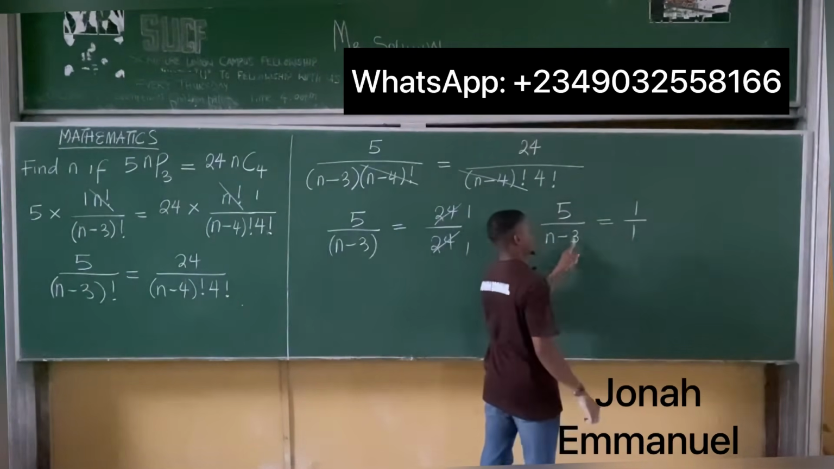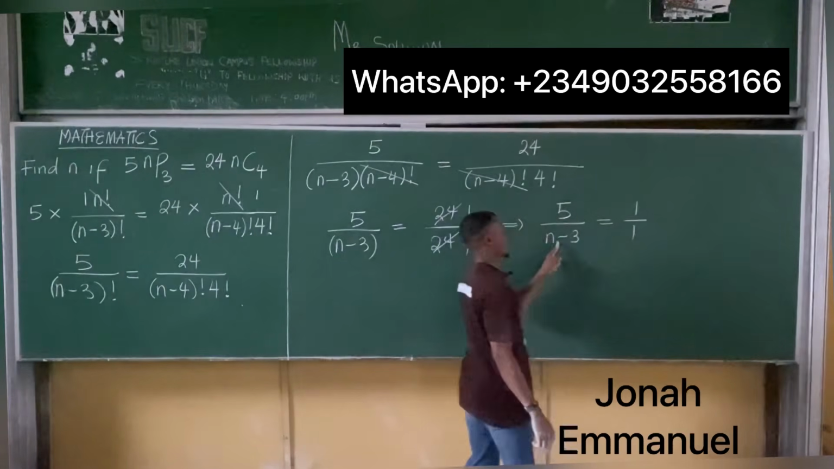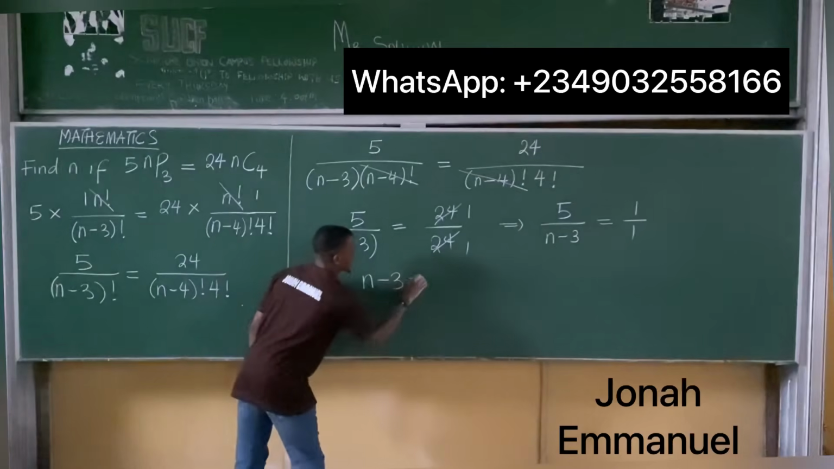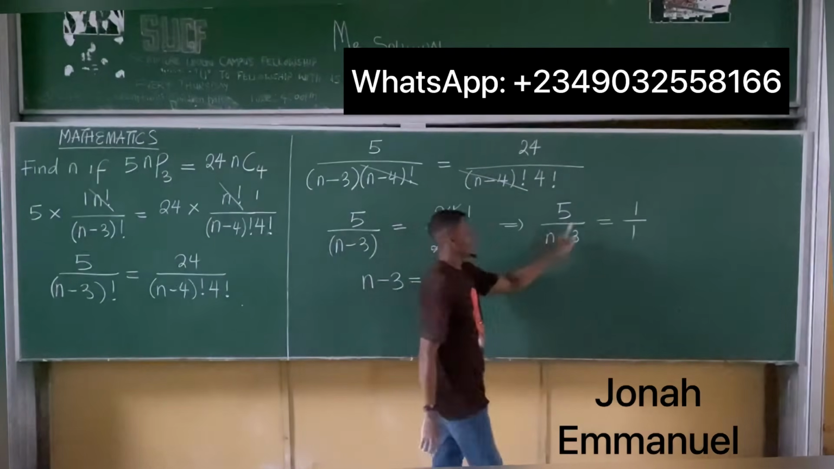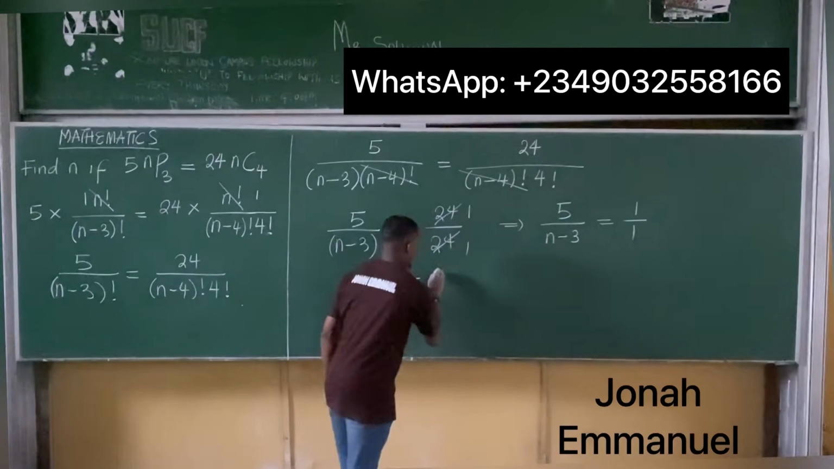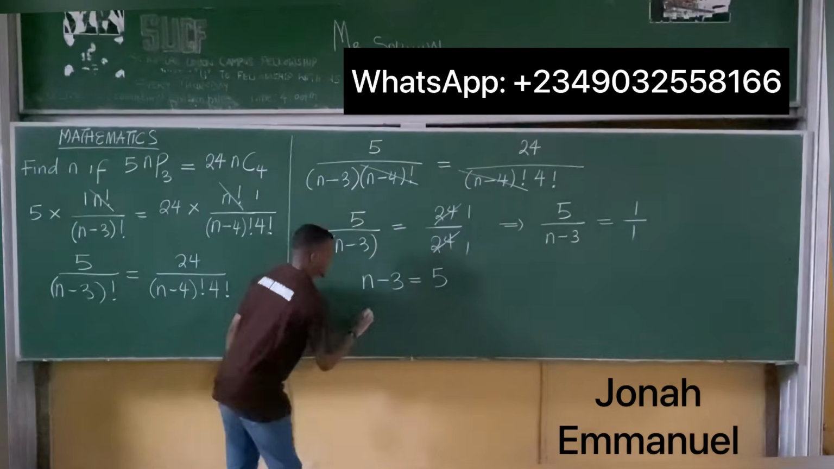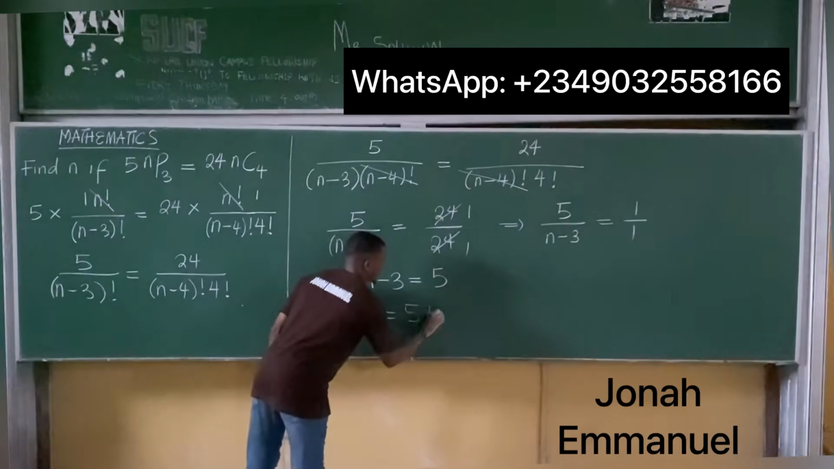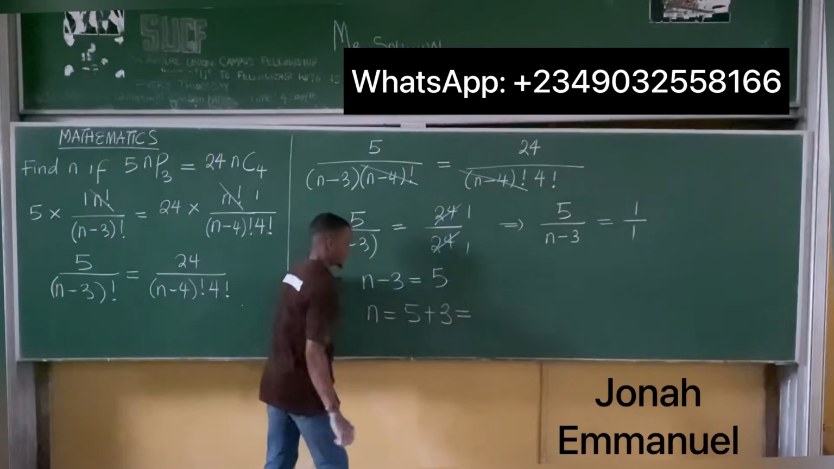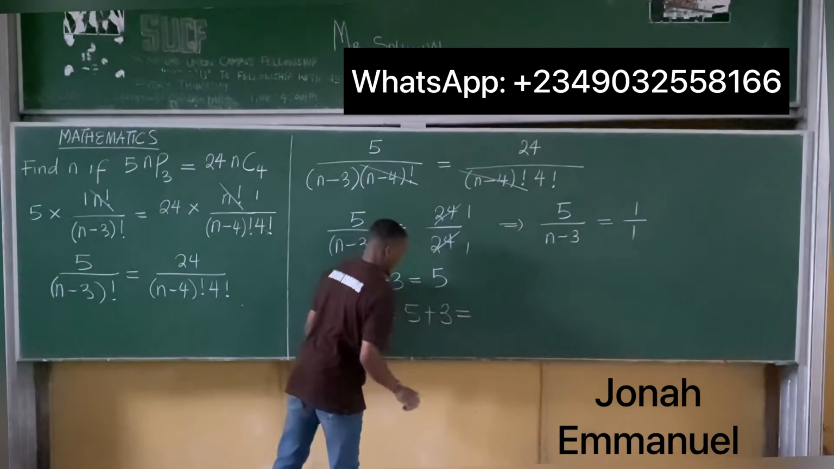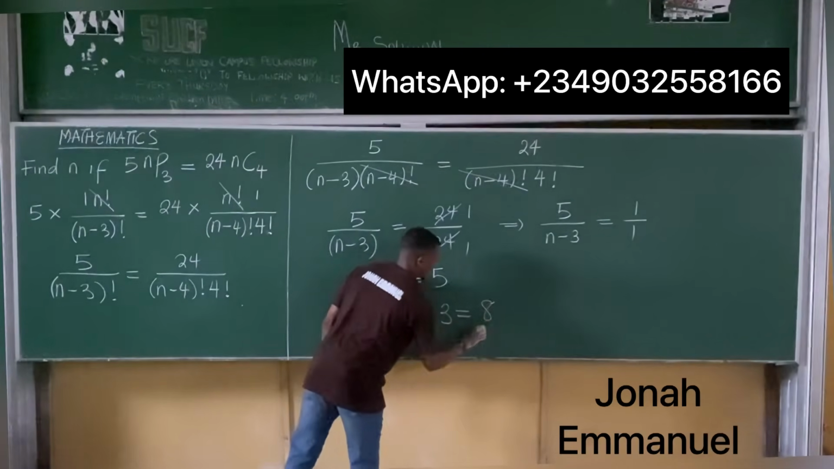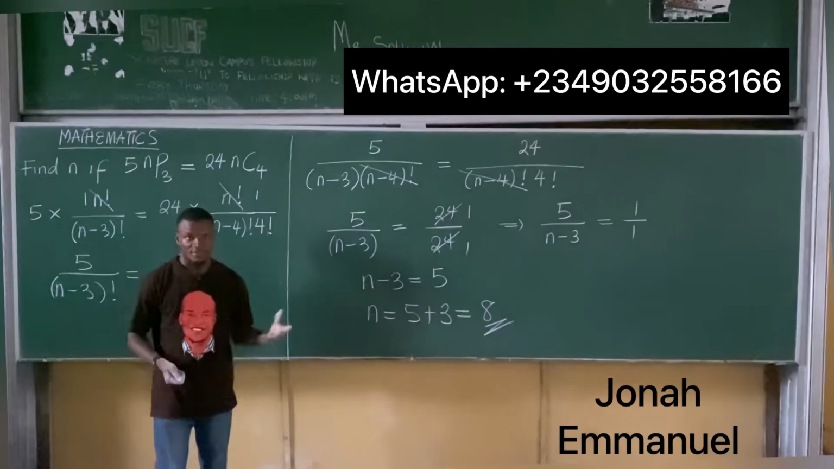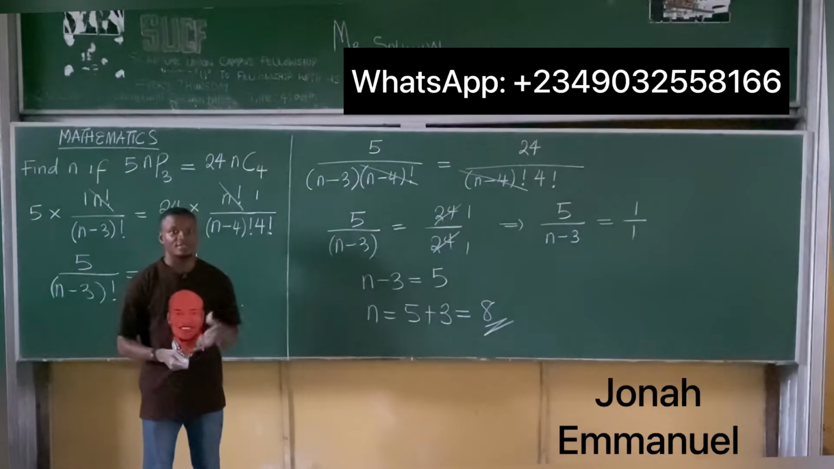This multiplies this, this multiplies this. So 1 times n minus 3 is itself. So n minus 3 is equal to 5 times 1, which is 5. So to get n, n is equal to 5. Minus 3 comes over, it becomes plus 3. 5 plus 3 gives you 8. So hence, n is equal to 8. This is how we solve this problem.